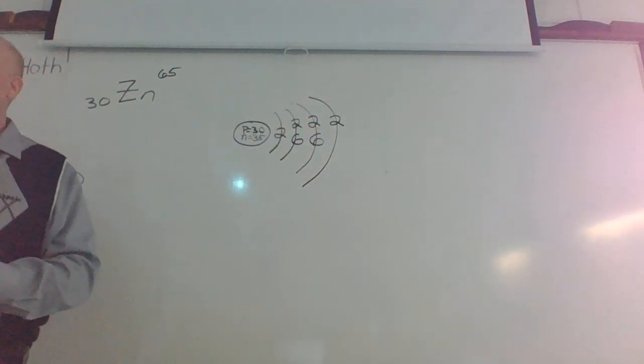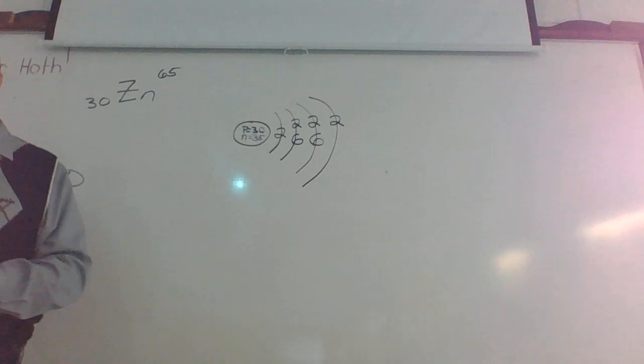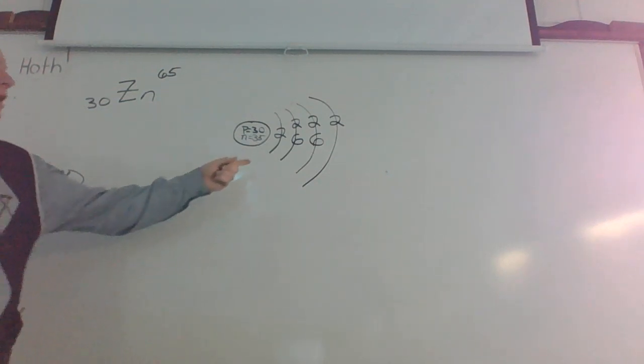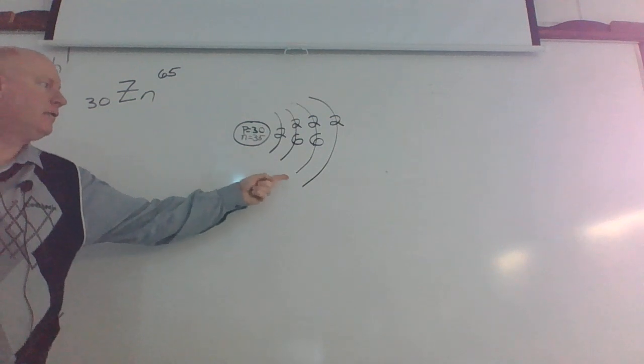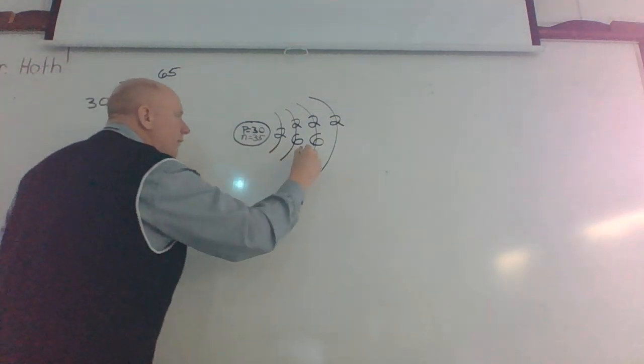How do we get 10 though? It's got 10 columns, and zinc is in which one of those columns? The 10th one. But where do we put that in here? So the third energy level, right here.